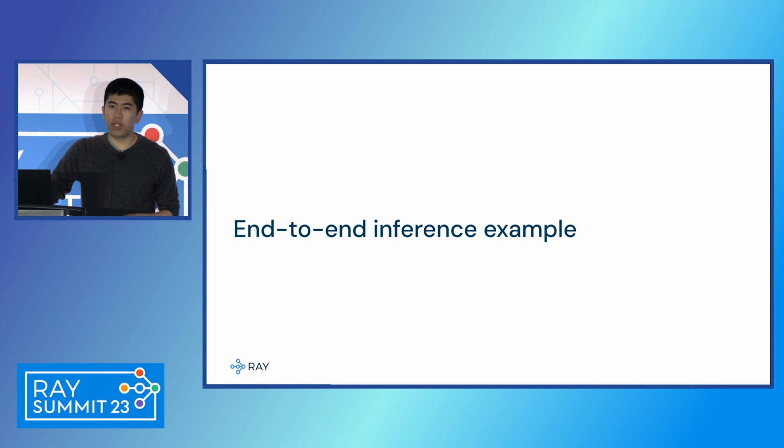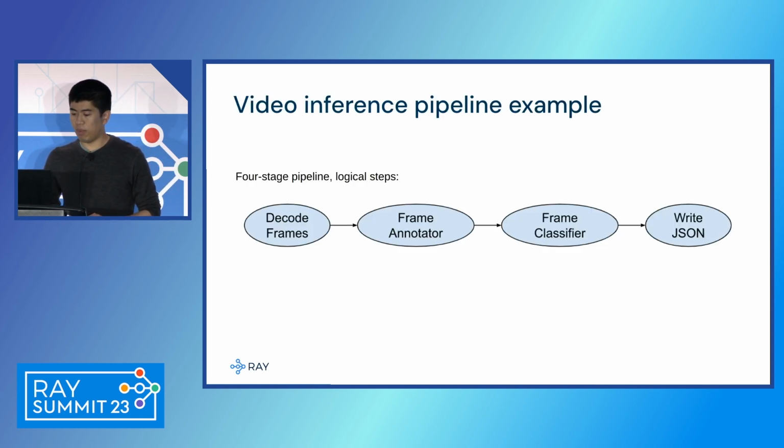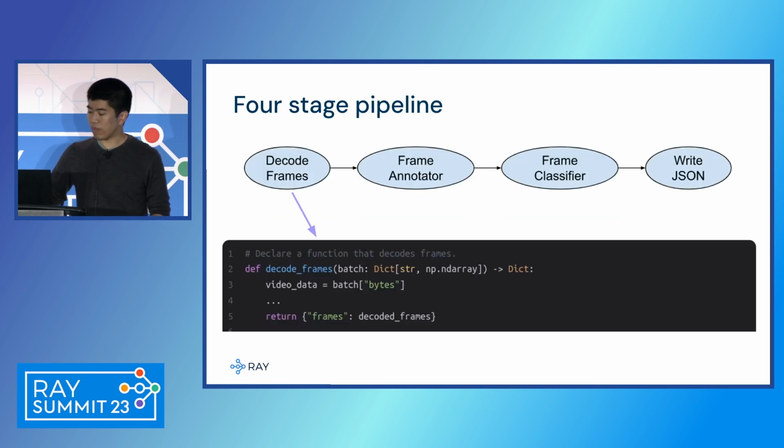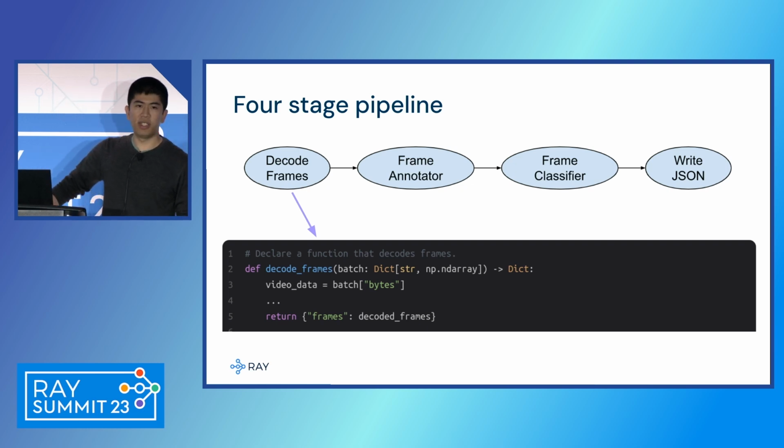OK, so next I want to walk through an end-to-end code example for these pipelines. So let's look at a video inference pipeline. So in this example, we have 4 logical steps. You have a bunch of video files to start with. The first step is you would decode the video into frames. You want to apply one model to annotate the frames, the second model to classify the frames, and then you're writing the output. So we have to write functions for all these stages.